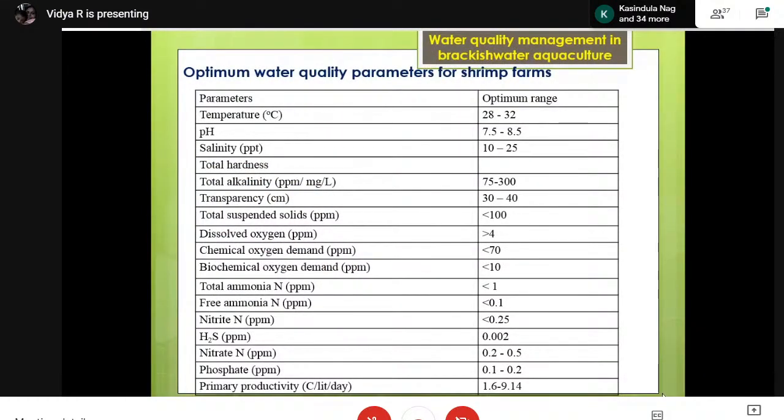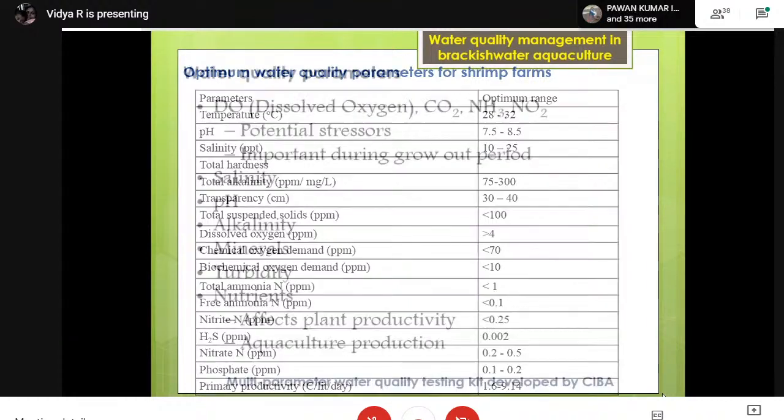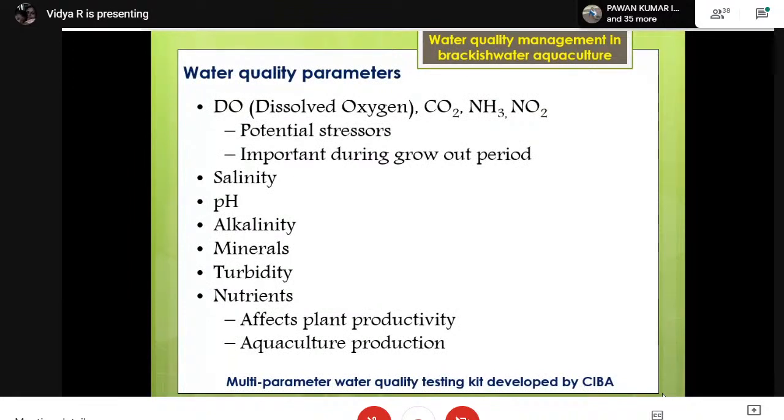There are about 17 quality parameters which are fixed for these shrimp farms, and there is an optimum range for all of them, starting from temperature, pH, salinity, total hardness, total alkalinity, transparency, total suspended solids, dissolved oxygen, COD, BOD, total ammonia, free ammonia, nitrite, hydrogen sulfide, nitrate, phosphate, and primary productivity. All these factors have an optimum range for shrimp farms to be successful. I'll explain each one.